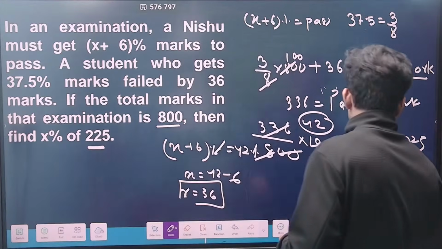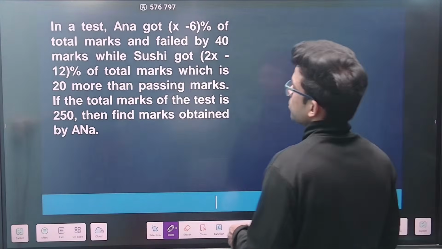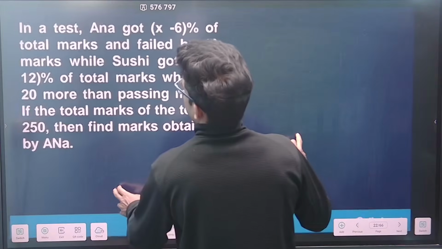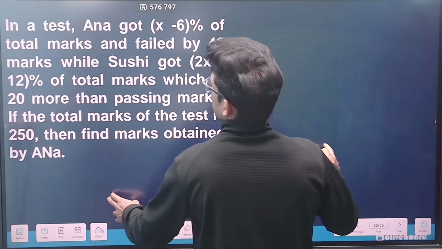Okay, let us now see the next one. So this is the next question. Try this question.